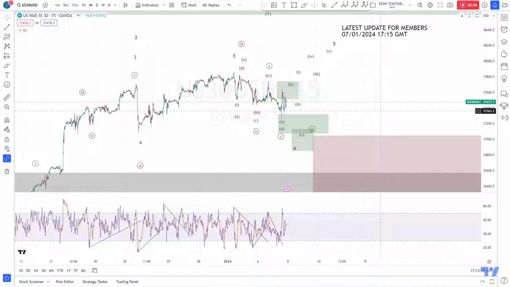For the record, today is Sunday, January 7th. Time is around 5:15 p.m. GMT. So here we are looking at the 15-minute chart, and actually I'm still focusing on the lower time frame.